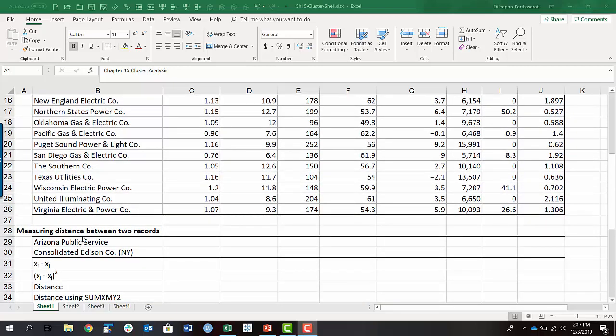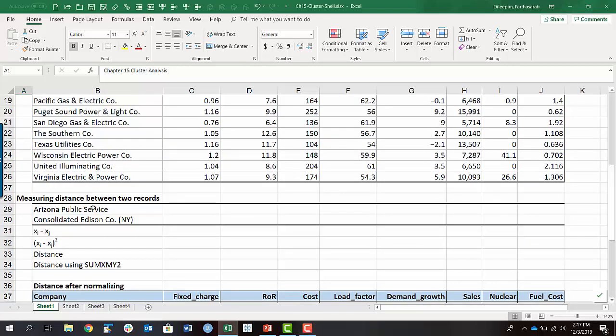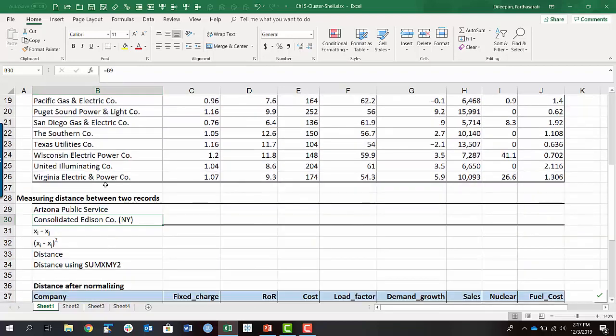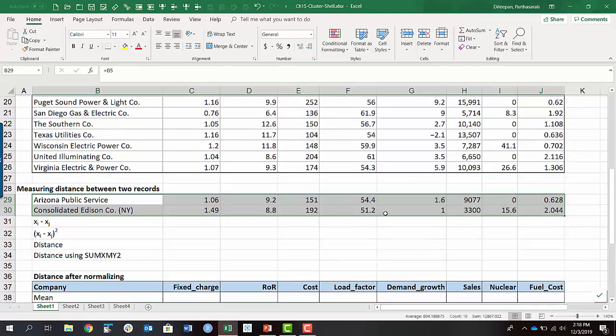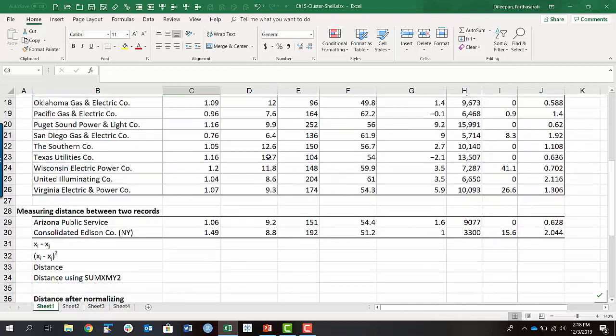So we have Arizona Public Service, that's here. Okay, and I have used this formula to bring in the name of the record. Okay, and then we have Consolidated Edison. Okay, again, I randomly selected, that is that one. Okay, since we have this as B5 and B9, and if we copy this across, we will be able to get the column values or the predictor values.